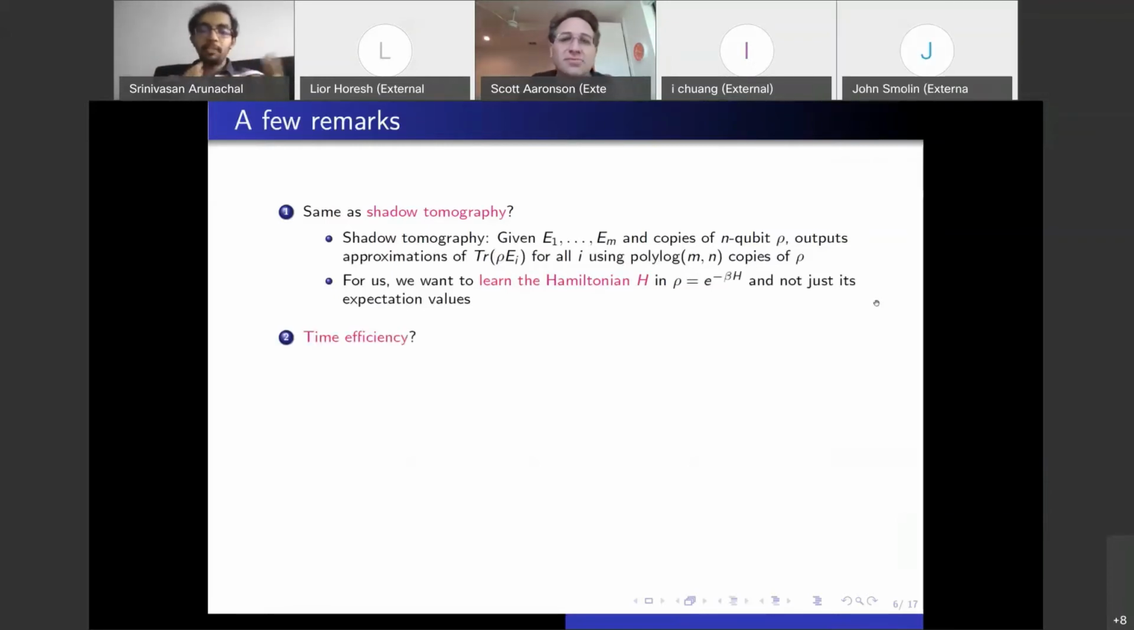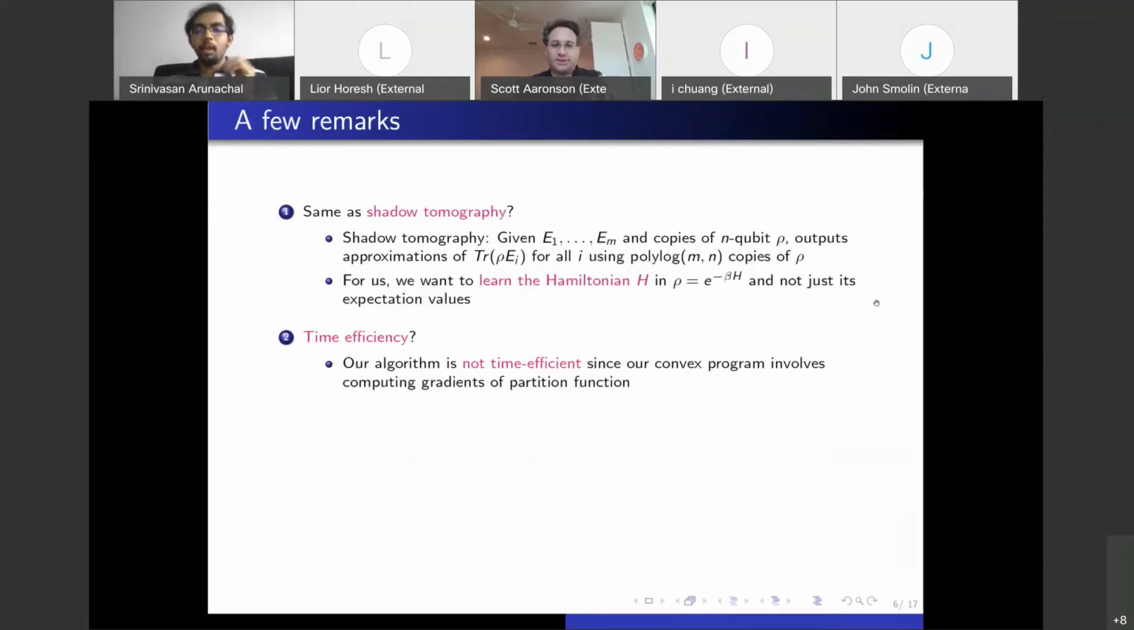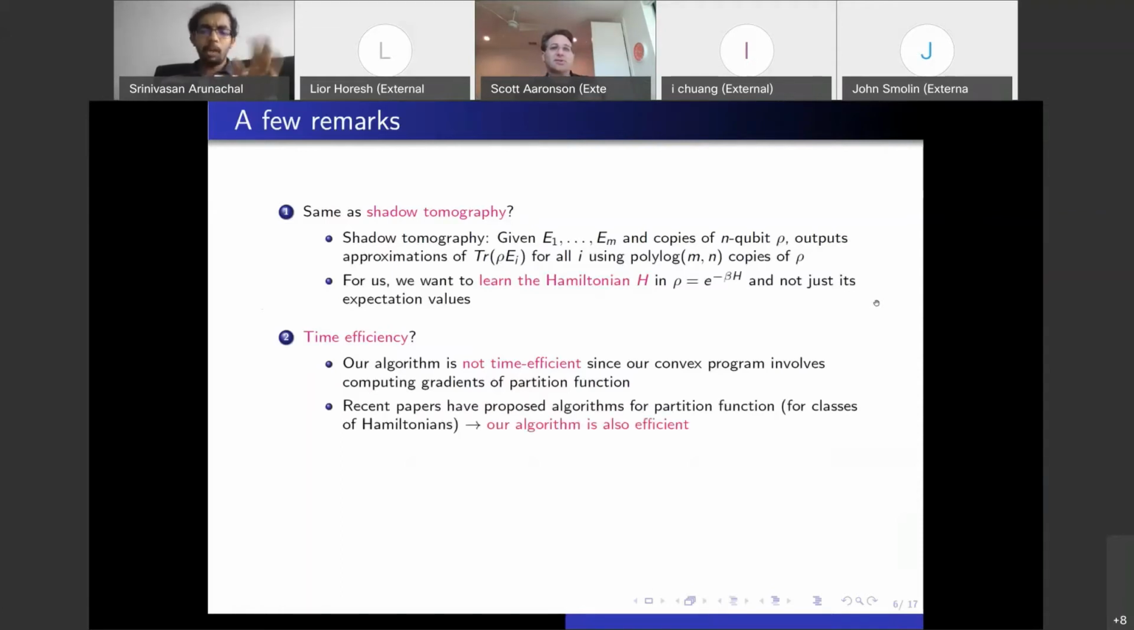The second question is, so far in the previous slide, I only spoke about sample complexity, that is, the number of copies of the Gibbs state you need. Of course, the natural question is, is our algorithm time efficient? Unfortunately, no, it's highly time inefficient, because our algorithm runs a convex program which computes the gradients of quantum partition functions, which we know is a hard problem. But recently, there have been some works by Mehdi Soleimanifar and Tomotaka, and they have shown that for some class of quantum Hamiltonians, you can compute the partition function efficiently. And if you could do this, then by their work, as a black box, you could also solve our quantum Hamiltonian learning problem in polynomial time, not only polynomial sample complexity.